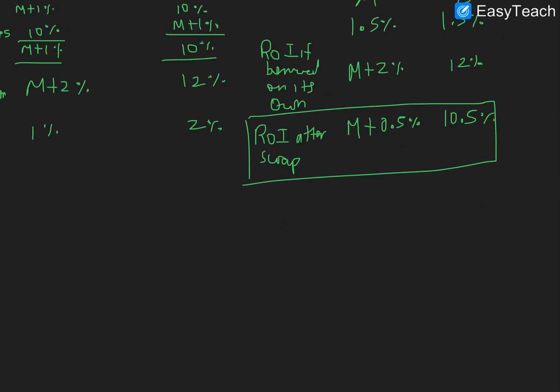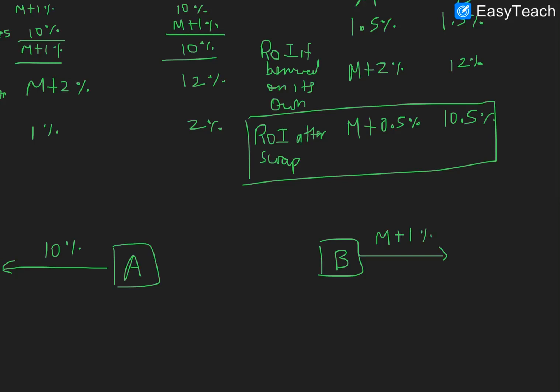Now how do we design this? How do we engineer this swap? Let me again just draw up a diagram where A pays outside a 10%, because it would have taken a loan at 10%. B will be paying outside a rate of interest of MIBOR plus 1%. Then they need to exchange the obligation, but we want the rate of interest after swap to be MIBOR plus 0.5%, and for B it should be 10.5%.